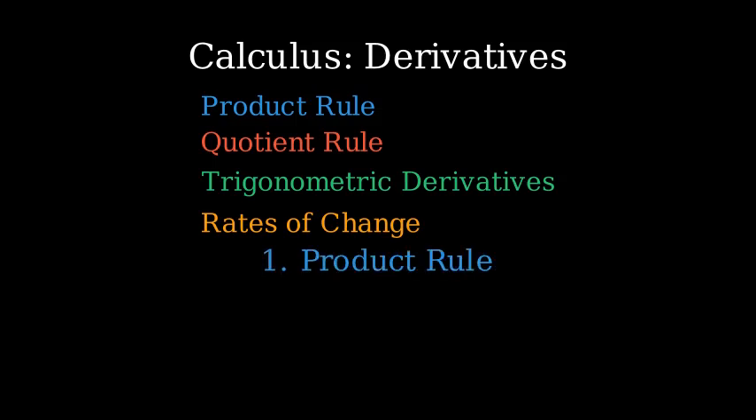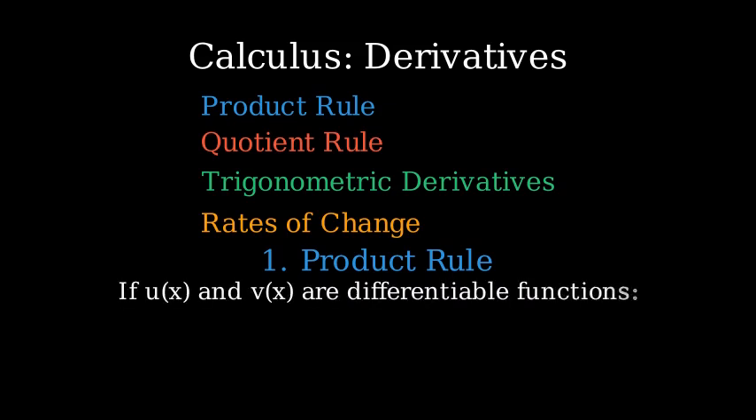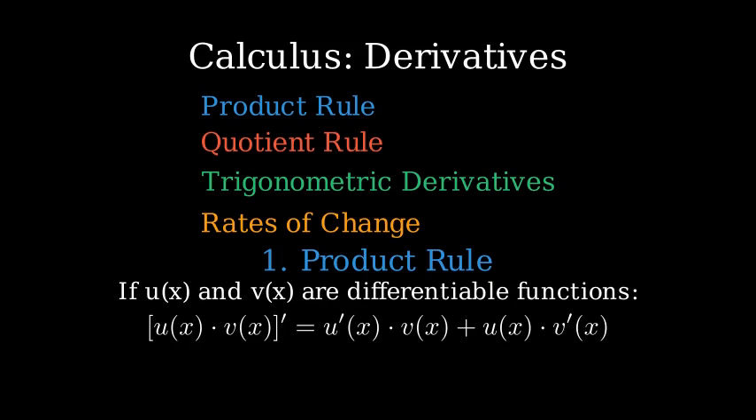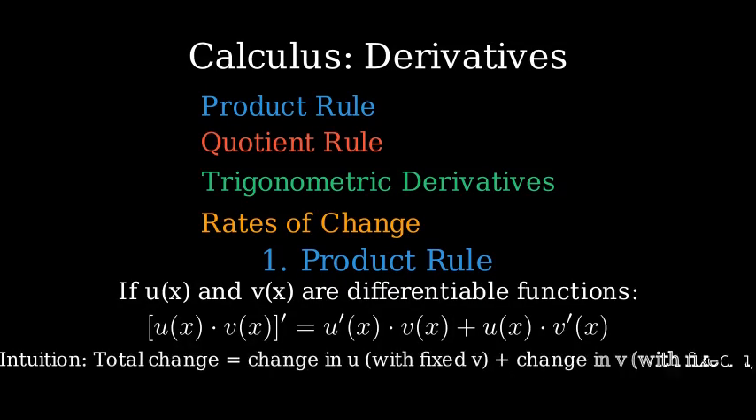When we have two functions multiplied together, and we want to find the derivative, we need a special rule called the product rule. The product rule states that if u of x and v of x are differentiable functions, then the derivative of their product equals the derivative of u times v plus u times the derivative of v. In mathematical notation, we write the derivative of u times v equals u prime times v plus u times v prime.